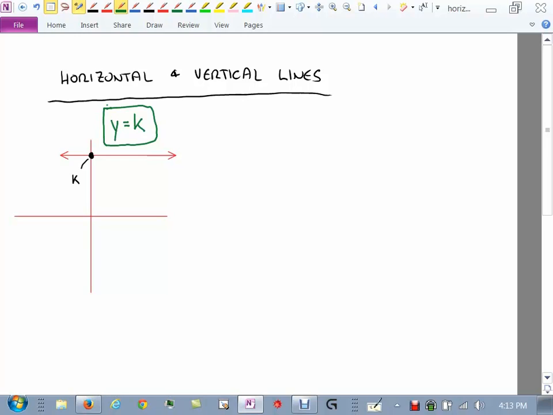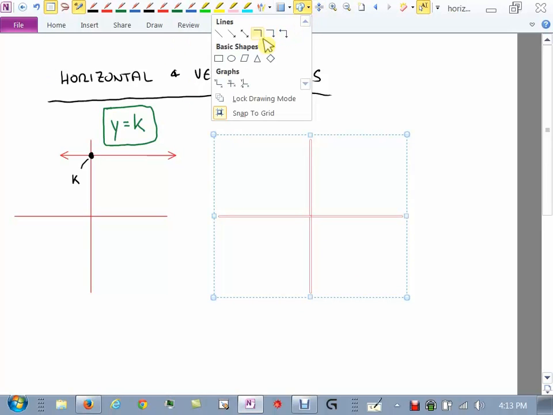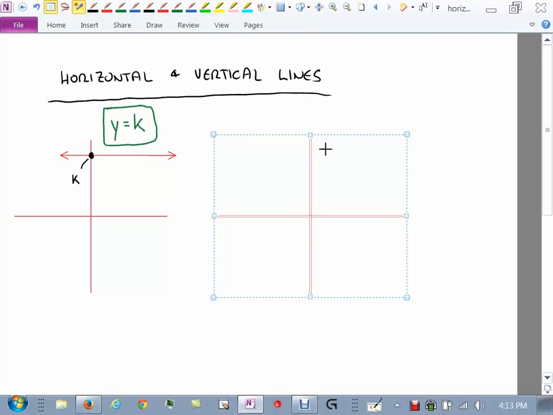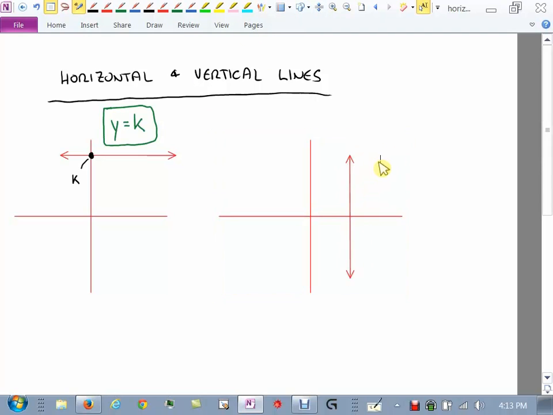What about vertical? Vertical has what type of intercept? X-intercept. So what do you think I'm going to do instead of writing y equals k? X equals something. Well, the book uses x equals c. Okay, so it hits at c.